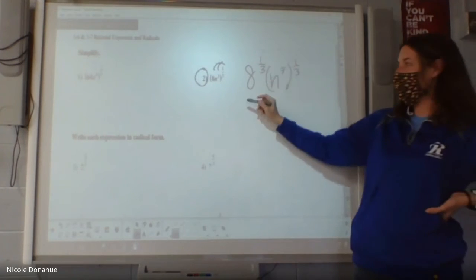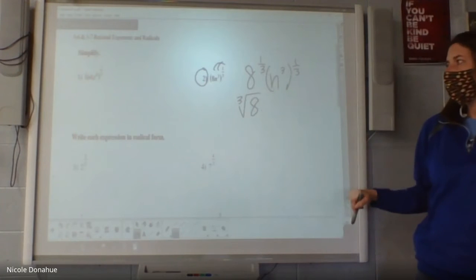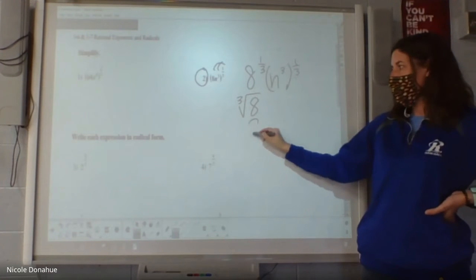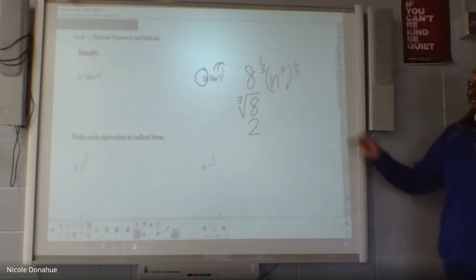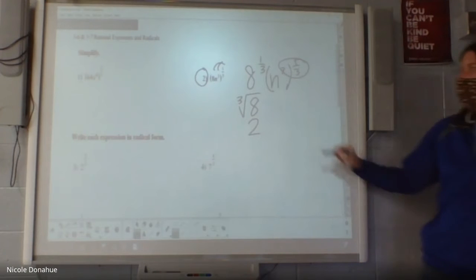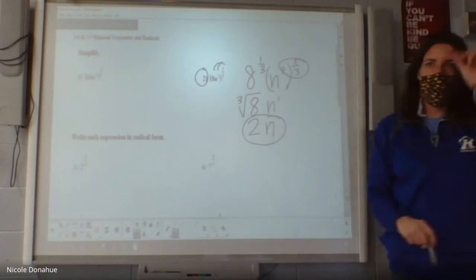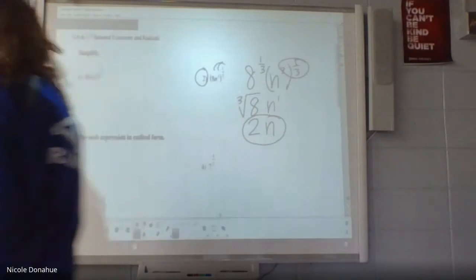So 8 to the 1/3 is the same thing as the cube root of 8. And that cube root of 8 is just 2. It's 2 times 2 times 2 is 8. And then this one, I multiply the exponents. 3 times a 3rd is just 1. So it's n to the 1st. So just 2n is my answer there. So to distribute that power in. Okay.